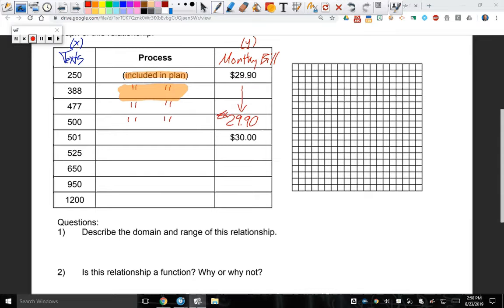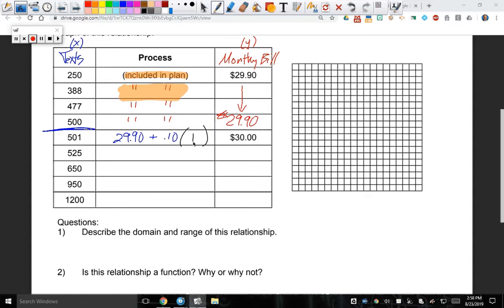Alright, so now at 501, it's going to change. It's not going to be $29.90 anymore. Okay? So someone tell me, how did they get 30? Because it was 10 cents extra for the next text. It was 10 cents extra for this one text, right? So here we go. We start at $29.90. We add 10 cents for one text.